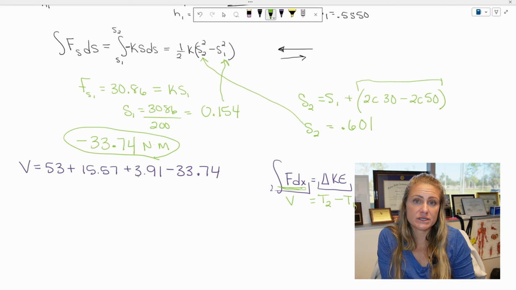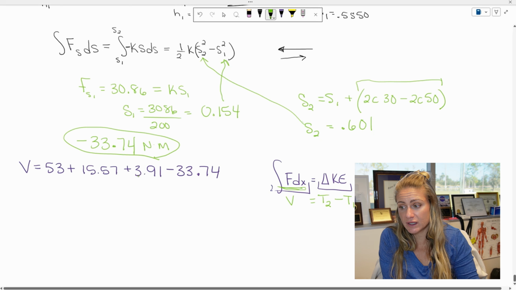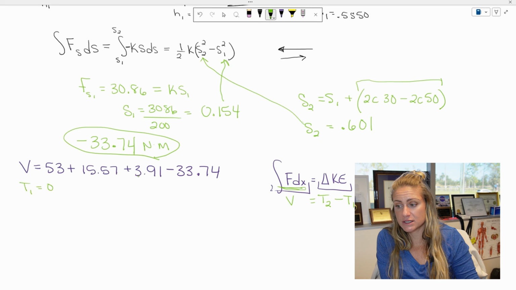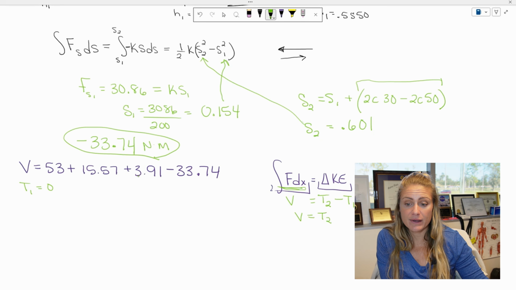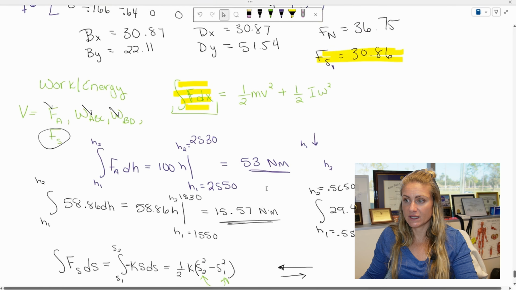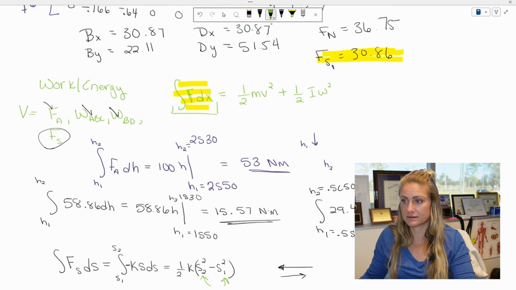Well, kinetic energy is all related to velocity, whether it's linear velocity or angular velocity. In position 1, it's not moving, so my T1 is equal to 0. So really, my equation is V equals T2. So now I need to focus on solving T2. And T2 is this guy right here. So now we're going to focus on this part of the equation.